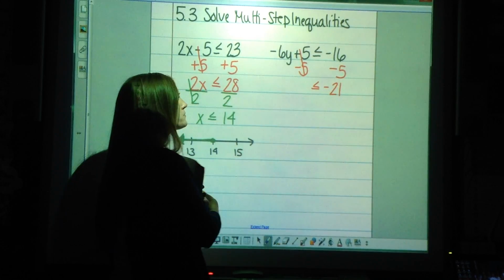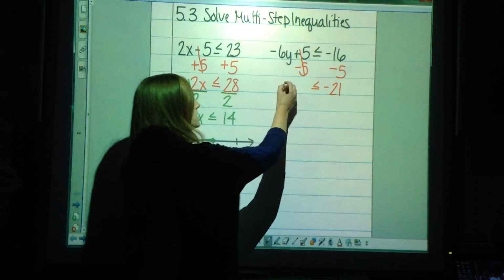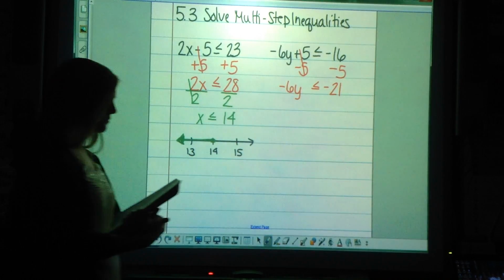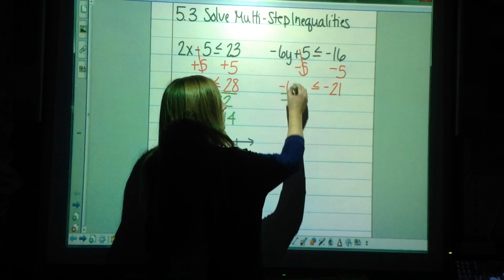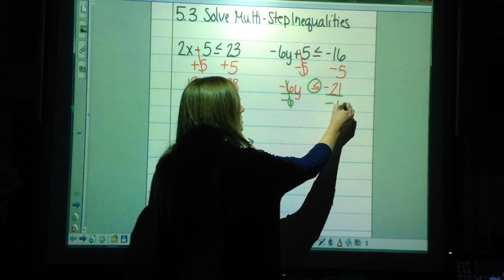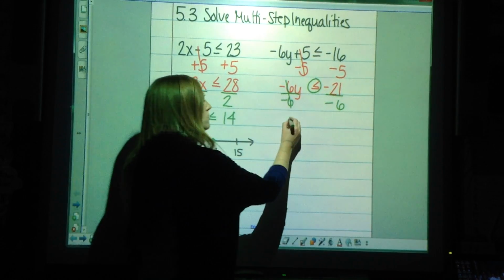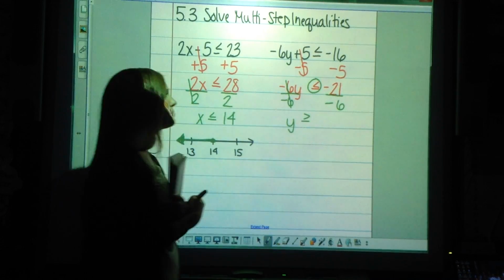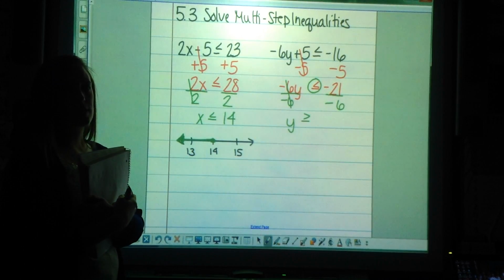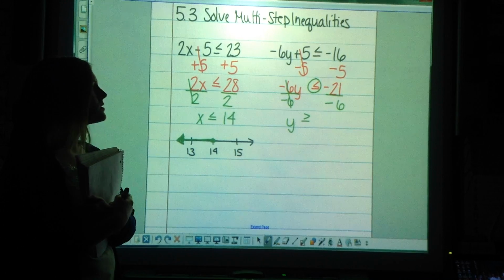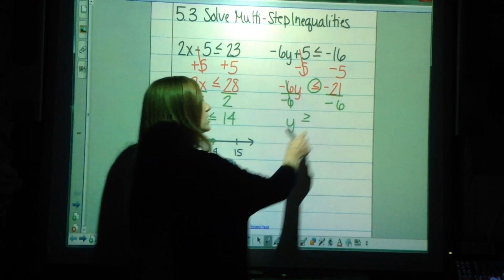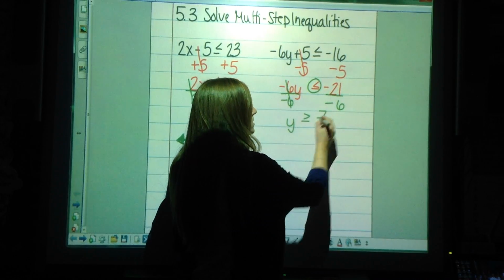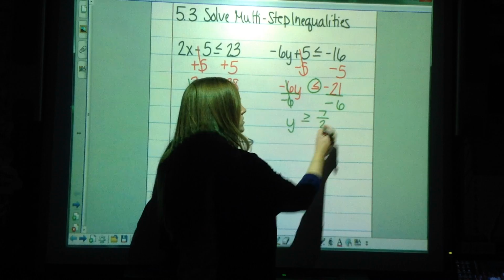On the left side, we're left with a negative 6y. They're multiplying, so we're going to divide. We are dividing by a negative, so we need to switch that sign. So we get y is greater than or equal to negative 21 over negative 6. That doesn't come out evenly, so it's going to stay a fraction. But we can reduce that by 3. And I'm also going to do negative divided by a negative is a positive. So 21 divided by 3 is 7. 6 divided by 3 is 2.